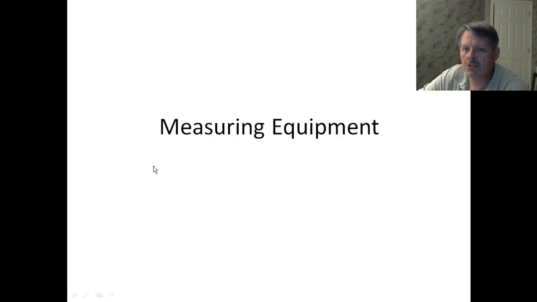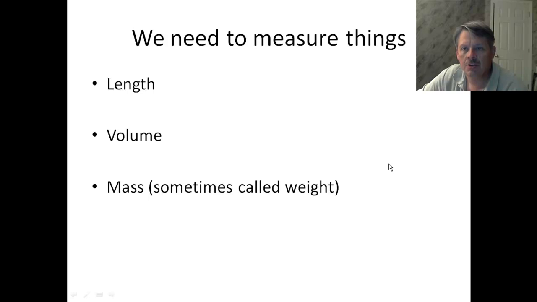Today we're going to talk about measuring equipment. Again, an extremely short video, just to try and get some ideas in your head. How do we measure length, volume, and mass? That's what we're going to talk about. Sometimes mass is called weight.